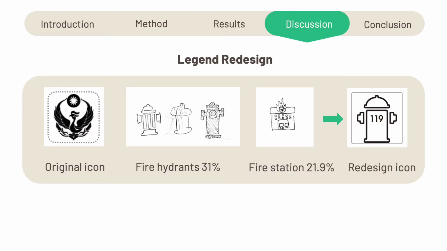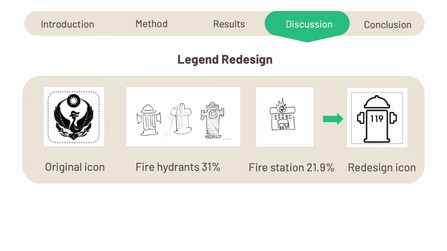About legends, we suggest using highly used elements to renew the icons. For example, the original fire department legend had a low recognition rate. We picked commonly used elements that participants drew in the questionnaire, like the fire hydrant at 31%, fire station 21%, and fire trucks 12%.